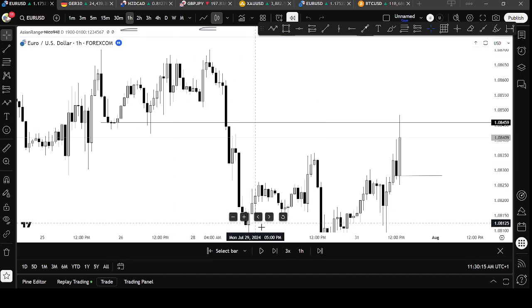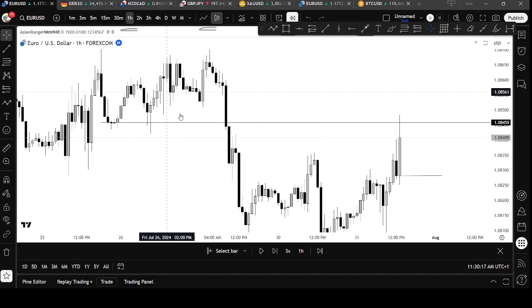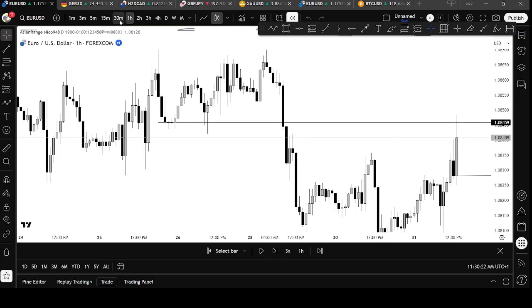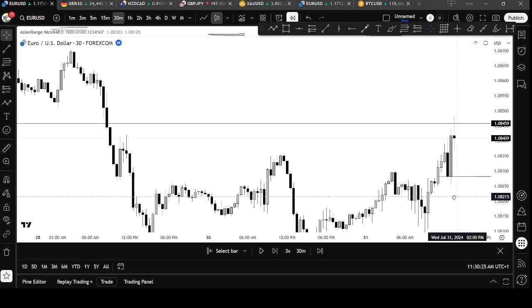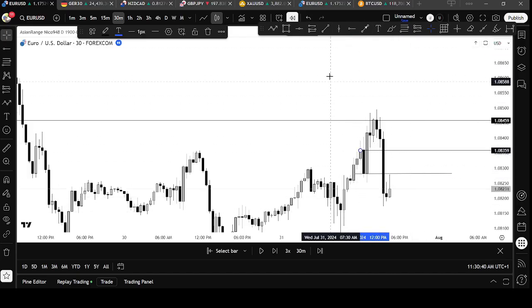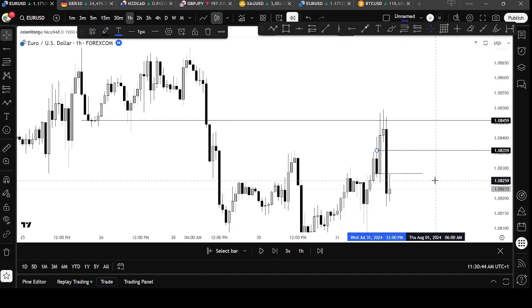I don't know what is really wrong with my 1 hour time frame. Let me just go to 30 minutes. Now we already have our confirmation. So now I can choose to sell from this level or any key level I see there, or even the breaker block there.